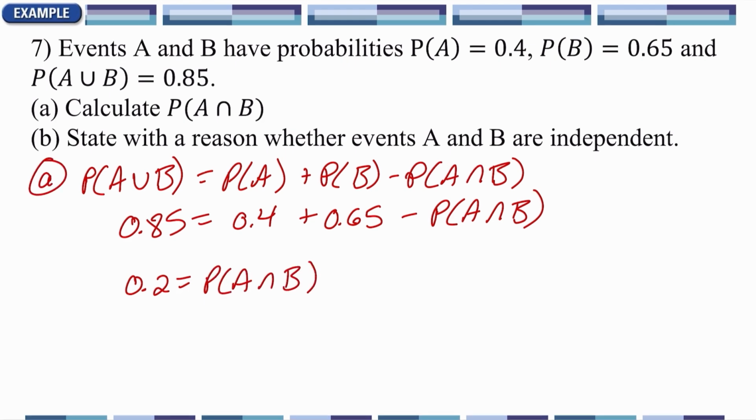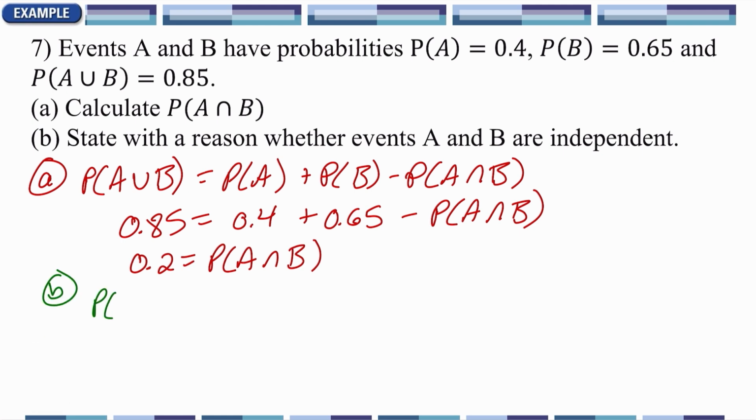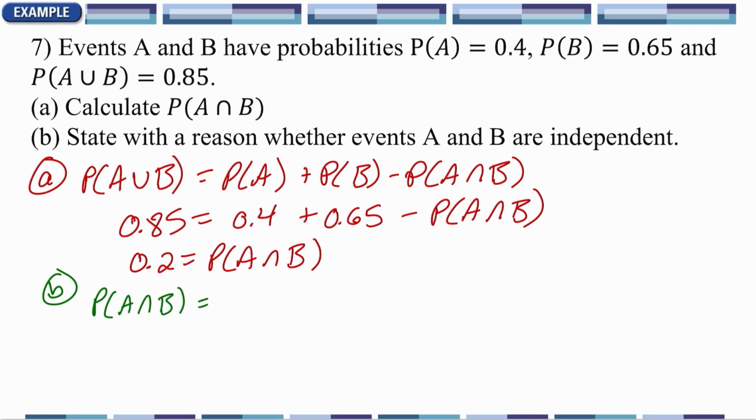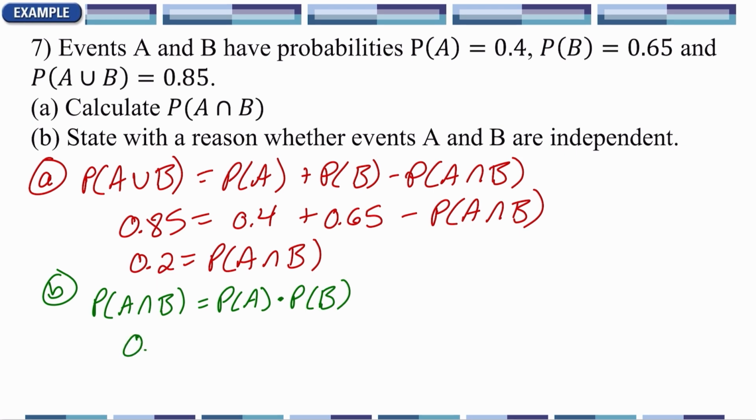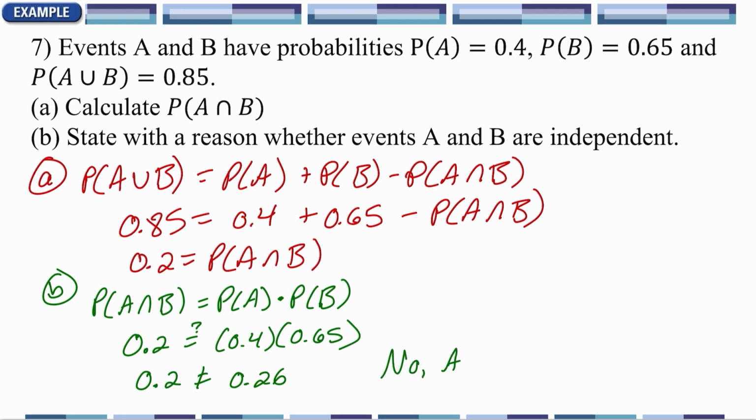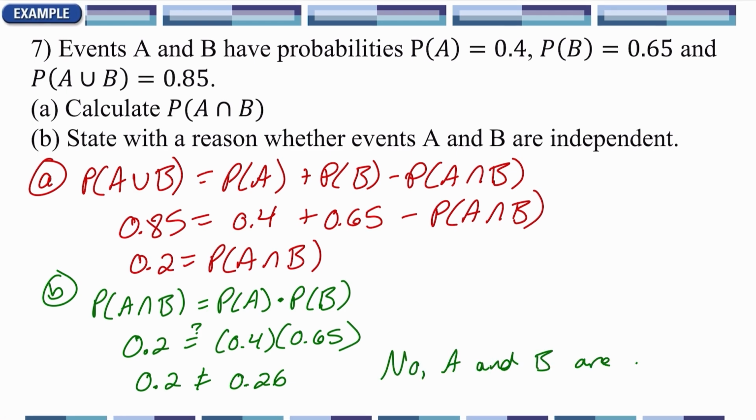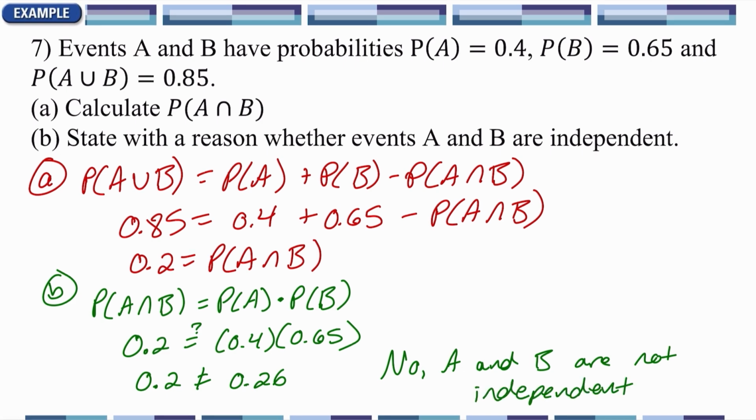All right, then for part B, they want to state with a reason whether A and B are independent. So let's check for independence. So that would be the probability of A intersect B. Is that equal to the probability of A times the probability of B? So the probability of A intersect B is 0.2. So we want to check and see if that's the same thing as 0.4 times 0.65. And that's 0.2 on the left, and that's 0.26 on the right. These are not the same thing. So no, A and B are not independent. Best to say not independent. Don't say they are dependent. Not independent. The end.